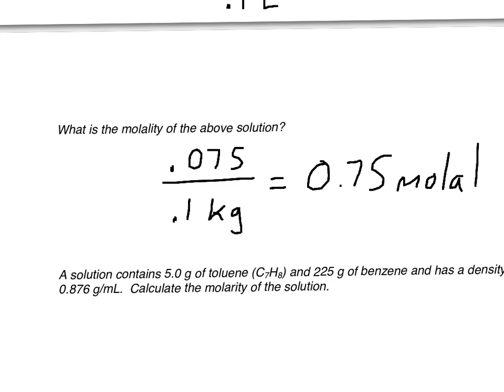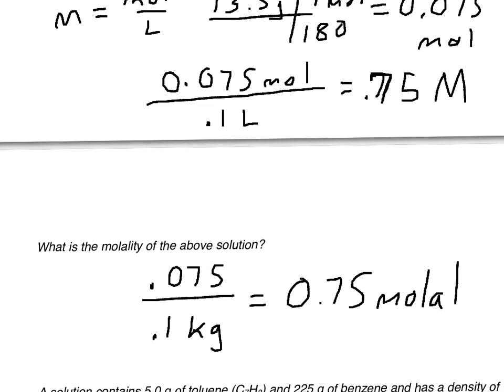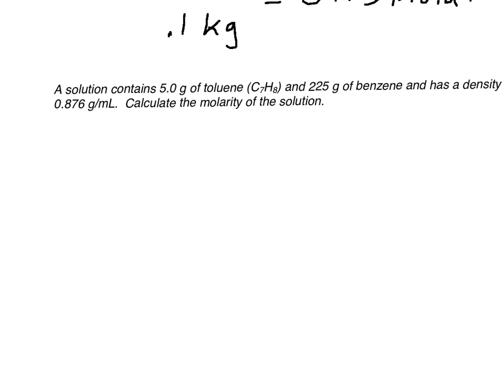It's a weird unit. Now if we look back at this, the reason why these two numbers are the same, molarity and molality, is because we were dealing with water. In water, the density of water is 1 gram per milliliter, or 1 kilogram per liter. So if you have 0.1 kilograms of water, it's the same as having 0.1 liters of water. But if you have a solution where the density is not 1, then these two numbers will not be the same, which is what our last example is showing us here.